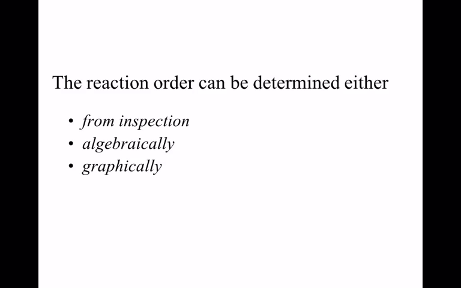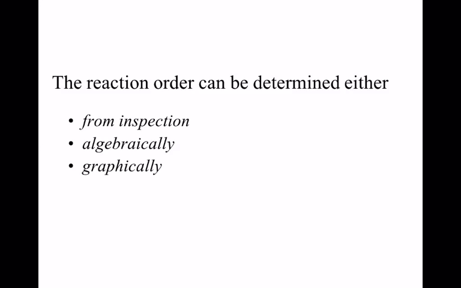Now, if we have A plus B going to form P for products, then the rate law expression would be the molar concentration of A raised to its reaction order times the molar concentration of B raised to its reaction order. And we said that these reaction orders, M and N, can be positive, negative, whole numbers, or fractions. But literally, they are saying how the molar concentration of the reactants affects the rate.